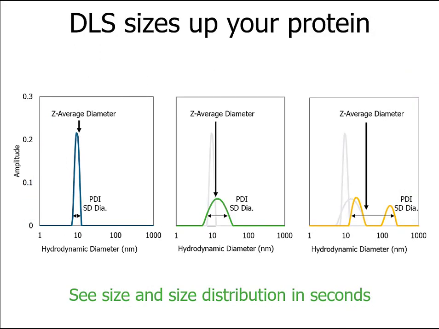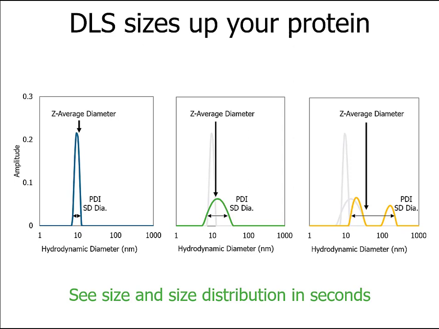Dynamic light scattering, or DLS, is Uncle's third detection method, and it is a highly sensitive technique to give you data on your protein's size and size distribution. Here we're looking at some example data of a monomeric sample in blue, a sample with some aggregation in green, and a sample with significant aggregation in yellow. I want to point out that the x-axis is shown in a log scale.